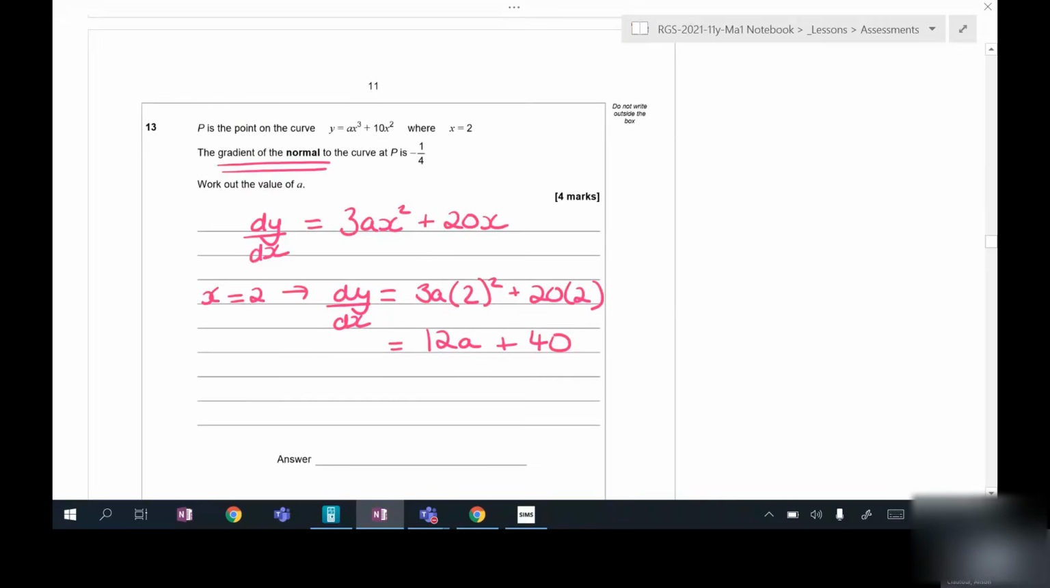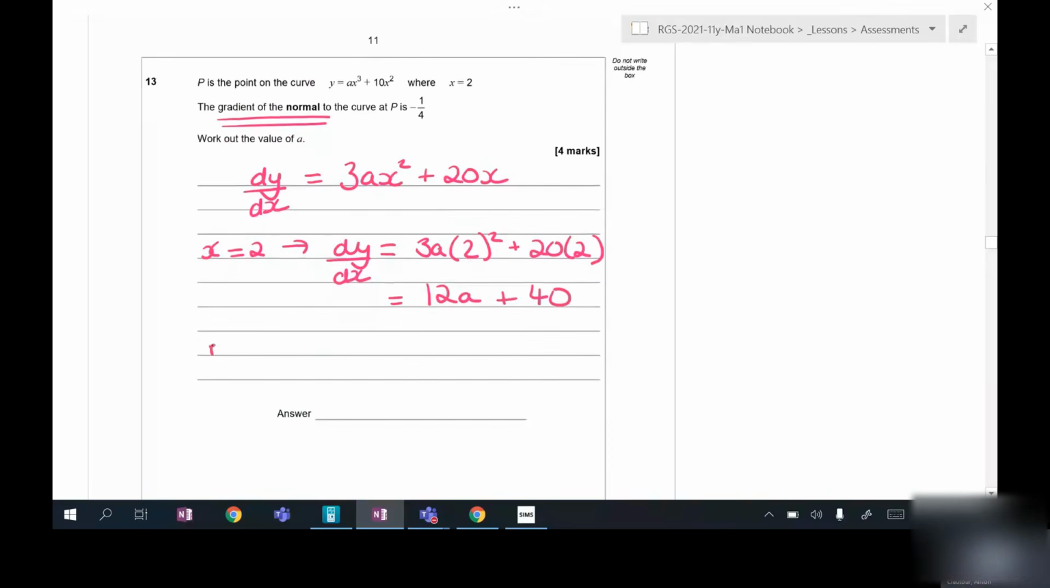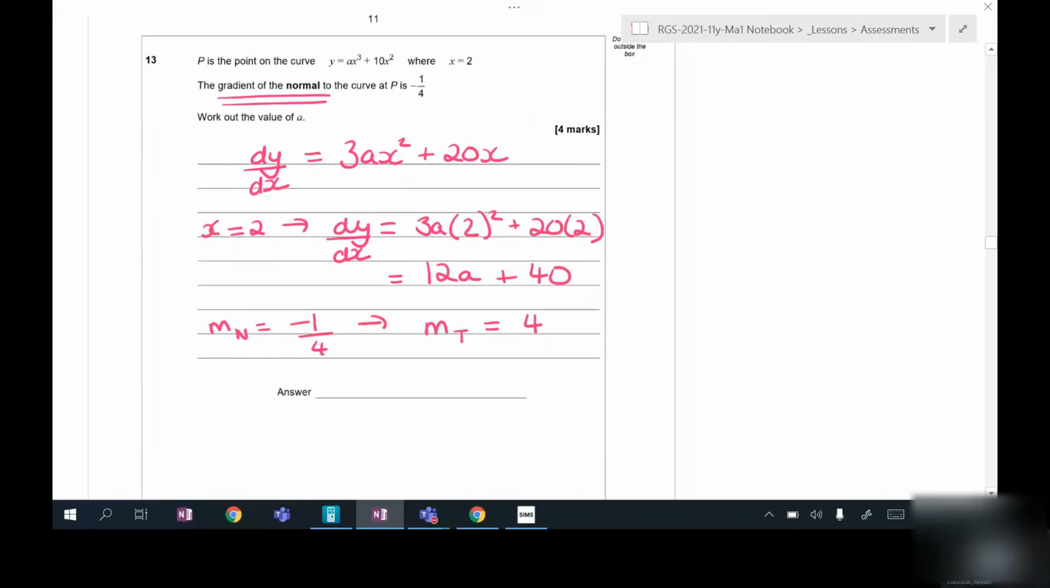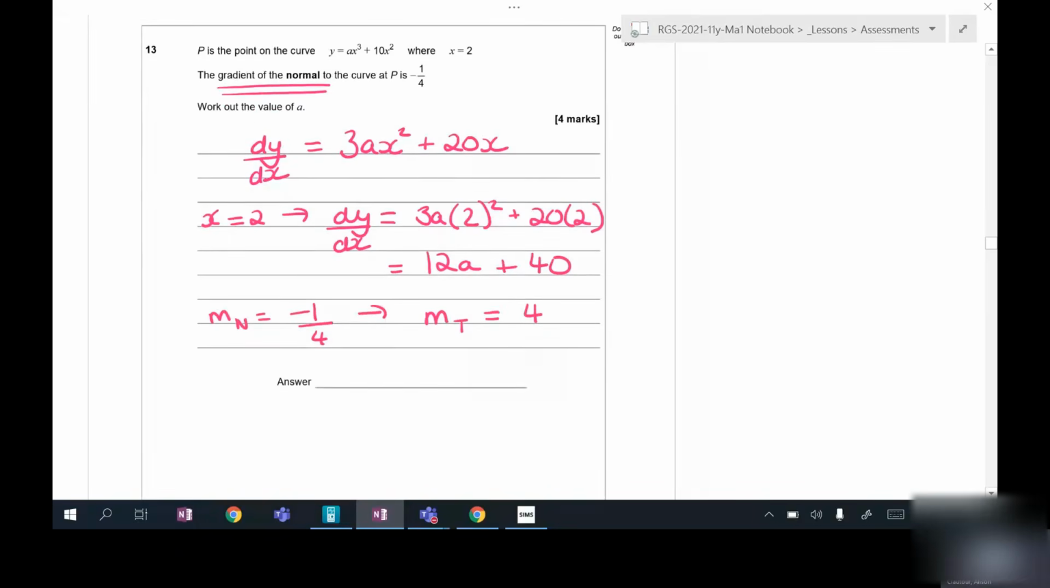This question gives you the gradient of the normal. So if your gradient of the normal is minus a quarter, that means your gradient of the tangent must be the negative reciprocal of that, so 4. So we know that 12a plus 40 is going to equal 4. Okay, and then you can solve that to get a is negative 3.